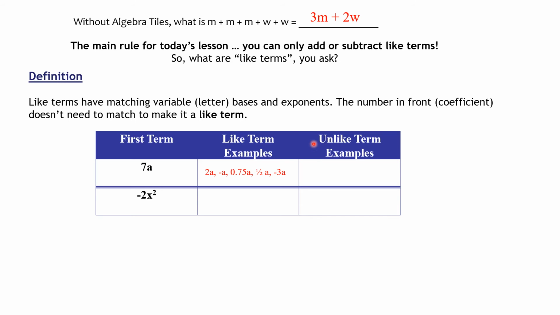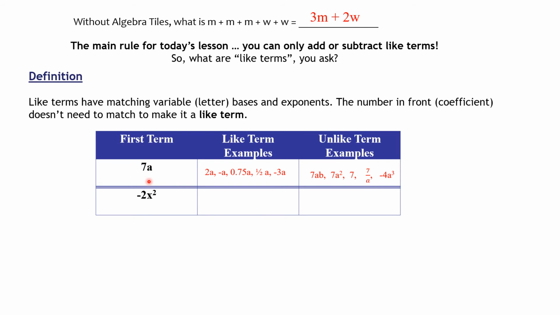Equally as important is for me to talk about what unlike terms are, because that's where we most commonly make our mistakes. We confuse what's unlike and what's alike. So these are all unlike terms. 7ab is not the same as 7a.